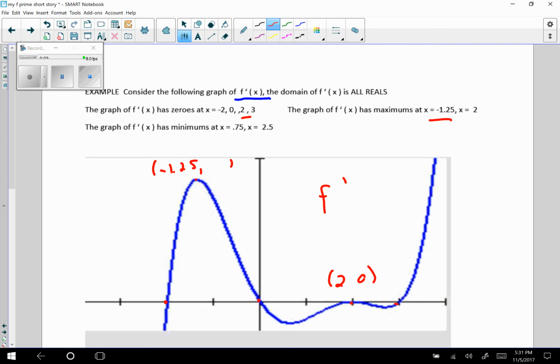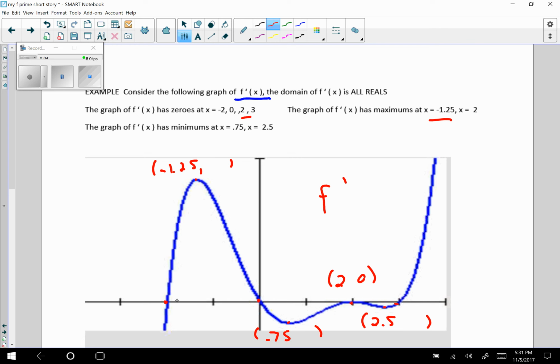F prime has a minimum at 0.75. We don't know what that y value is. We don't need to know what that y value is. And it has a minimum here at 2.5. Again, we don't need that minimum. So this is the nice information.